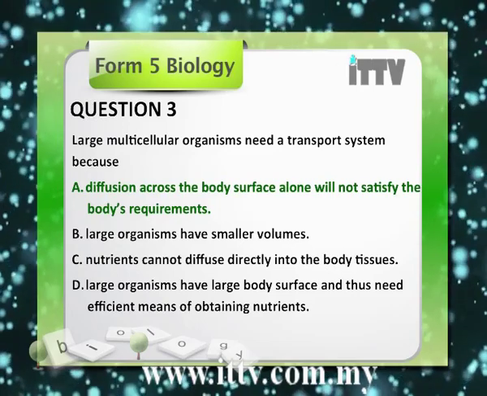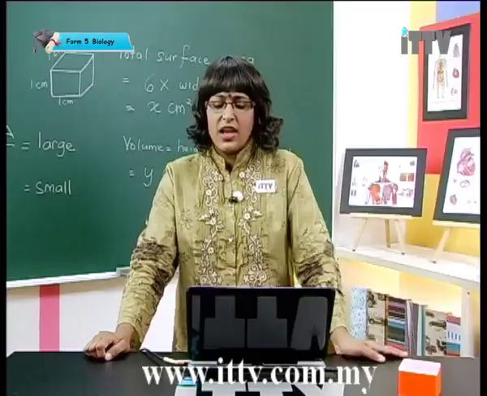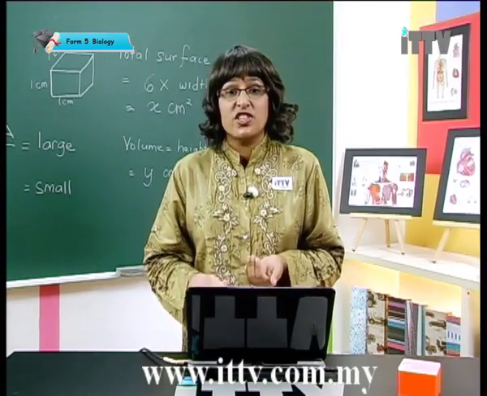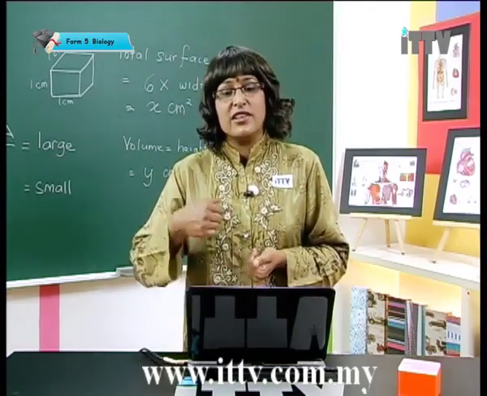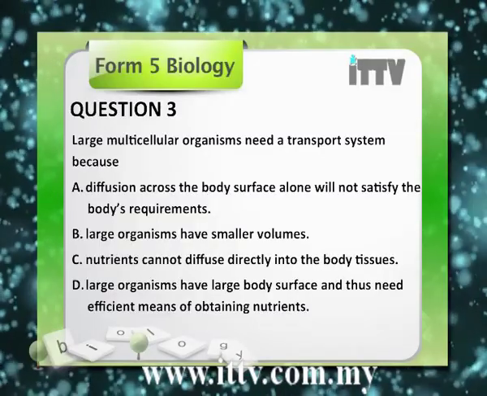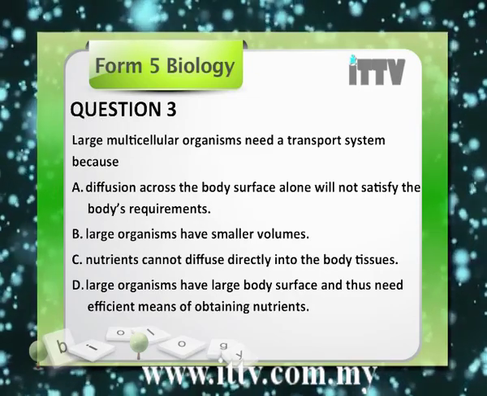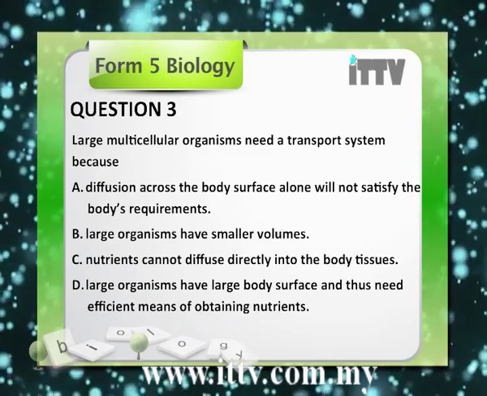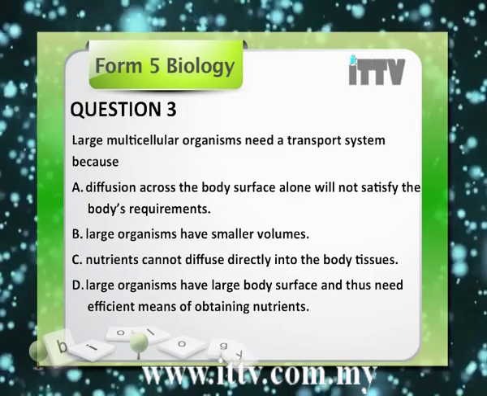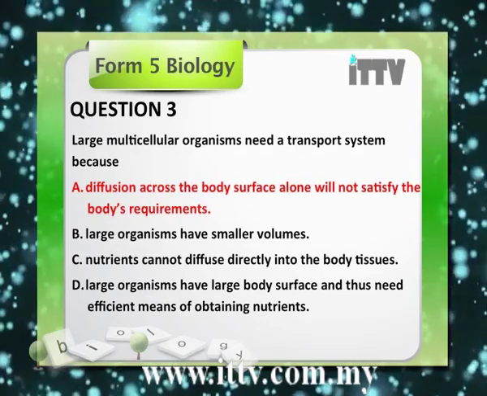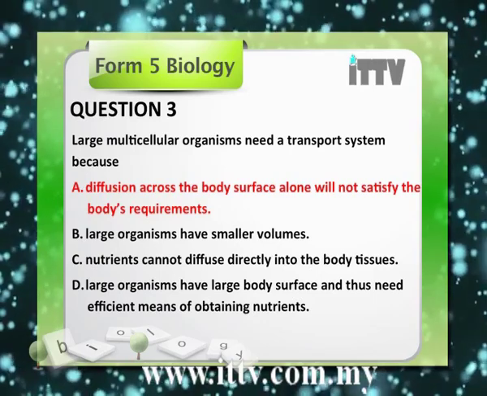C. Nutrients cannot diffuse directly into the body tissues. Nutrients would not be able to diffuse once the nutrients have reached in the exchange of oxygen and carbon dioxide at the alveolus to the cells. D. Large organisms have small body surface and thus need efficient means of obtaining nutrients. Large organisms do not have a small body surface. They have a large body surface, and hence this excludes choice D. So the answer for question number 3 is definitely A. Diffusion across the body surface alone will not satisfy the large organism's body's requirements. Okay, let us move on to question number 4.